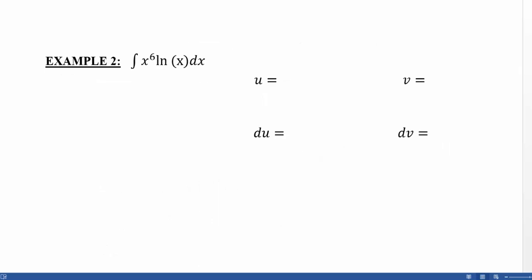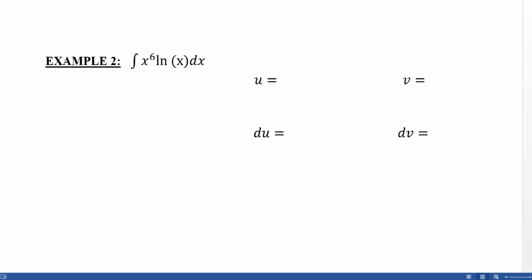Example 2. We have x to the 6th times the natural log of x. Giving this a quick look, I don't see anything good that I would use for substitution. I don't have parentheses to a power, and my natural log doesn't have anything complicated on the inside. So this is a good candidate for integration by parts. I have to determine what my u is going to be.